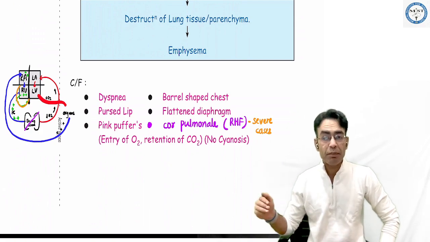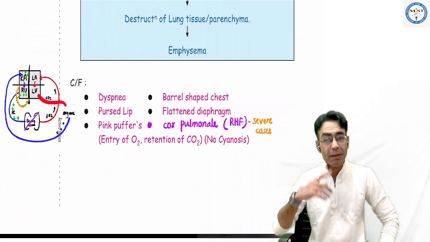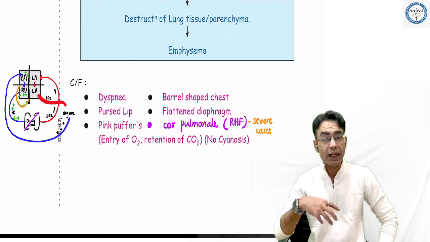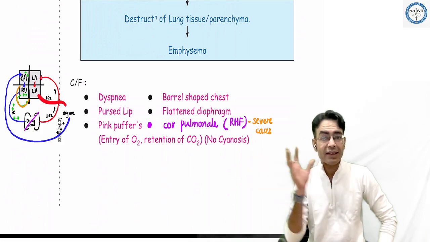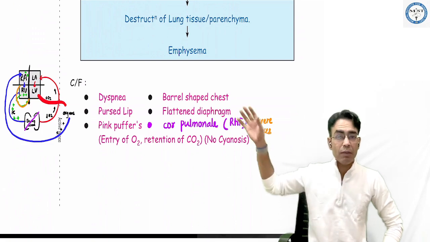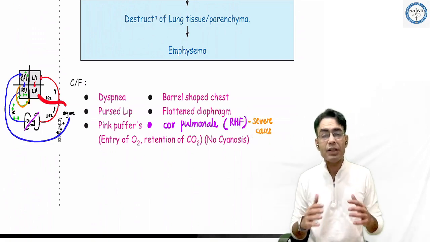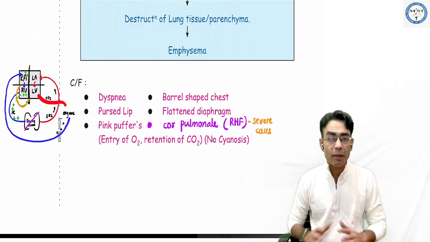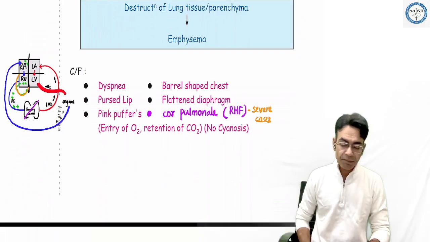Then they are called pink puffers because they're able to maintain the partial pressure of oxygen in the blood. So they're not going into cyanosis in the initial part of the disease. So they're called pink puffers. Severe problems can lead to barrel-shaped chest, flattened diaphragm, and cor pulmonale, that is right-sided heart failure.